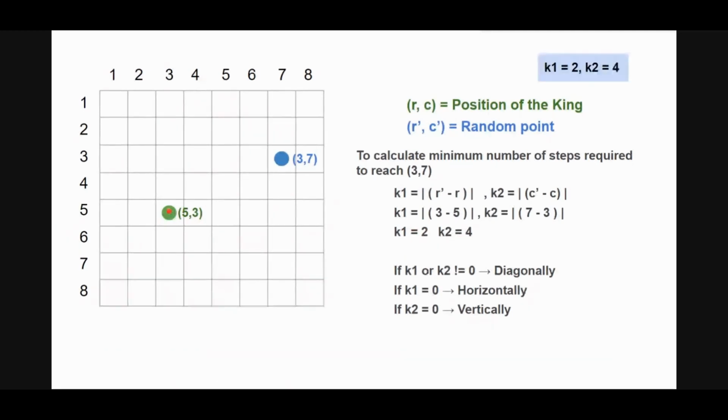Can someone tell me what are the minimum number of steps for the king to reach from here to this random point? Yes, Dhruv, your logic is partially correct. 4. Anyone else has some other answer? So Parth, did you observe any logic, or did you just randomly decide that it's 4? Or did you observe it is 4? Why not like this?